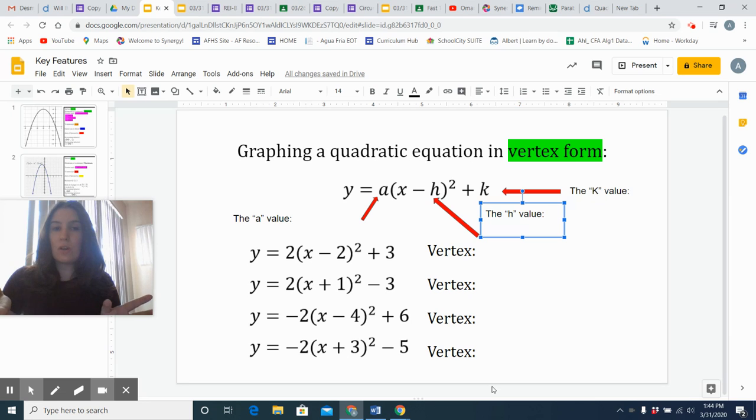So what you're going to need to do is on your piece of paper, you're going to write out graphing a quadratic equation in vertex form. I want you to list everything that I have there on the slide, and then I'm going to walk you through just some reminders when we're looking at vertex form.